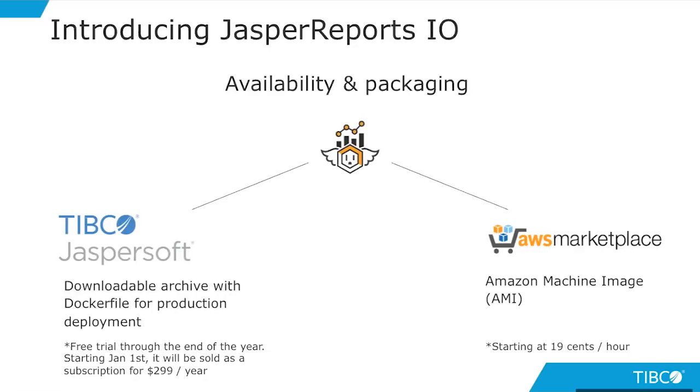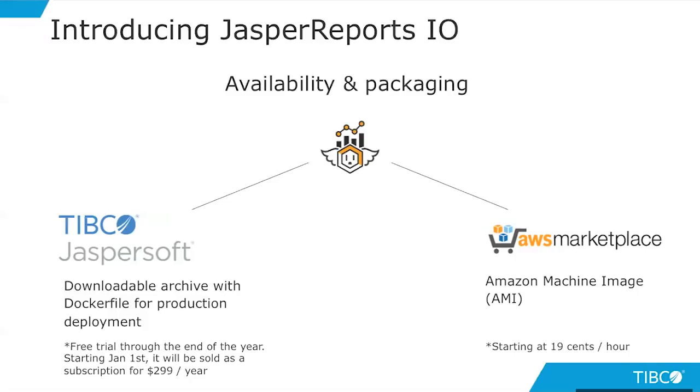Okay, so back to Jasper Reports IO. Where can you get it, and how is it available? So from the TIBCO Jaspersoft site, it's a downloadable archive with a Docker file for production deployment. So what we mean is you really get two things here. You get the downloadable archive, which will have JRIO in it, and all the supporting artifacts you need to get it up and running, which means you can run it on your laptop. You can actually run it in a VM, bare metal server, without a container.